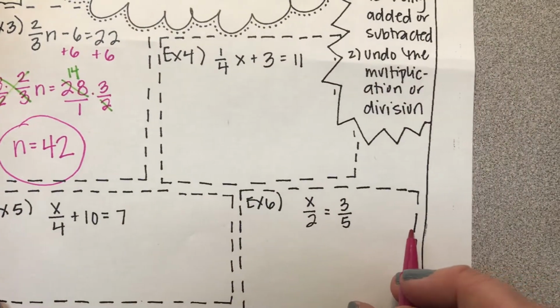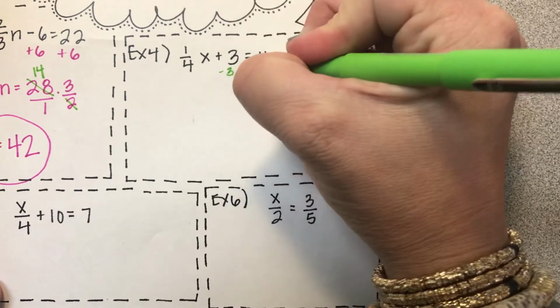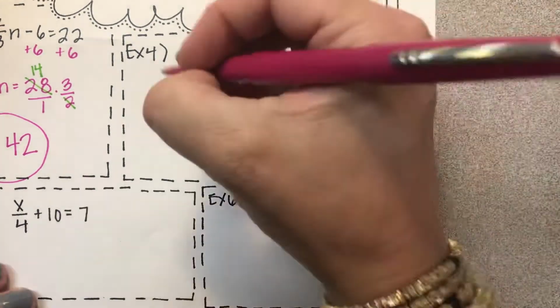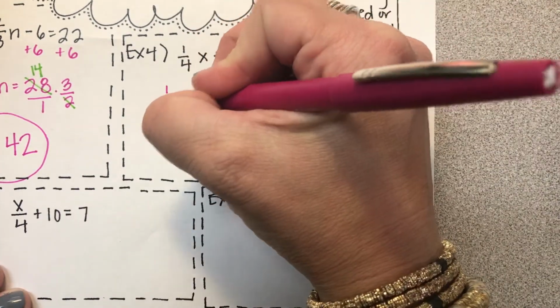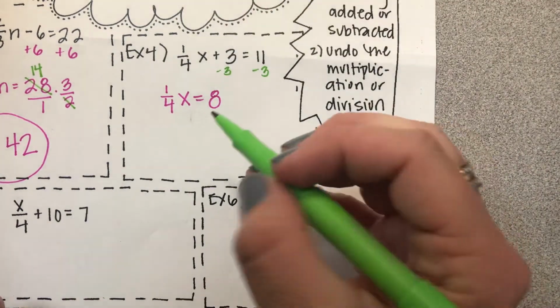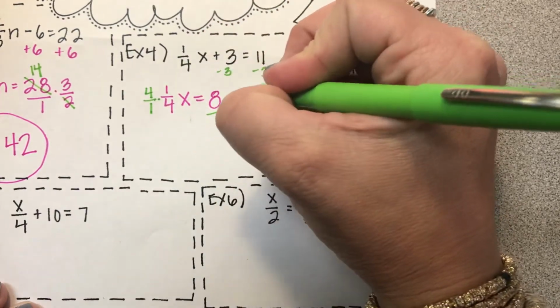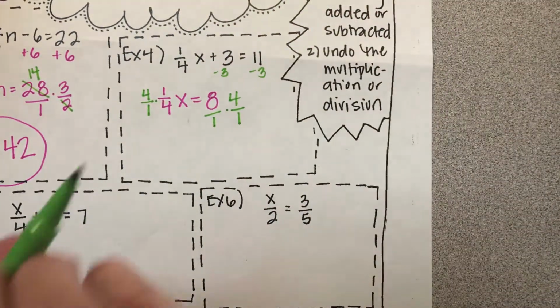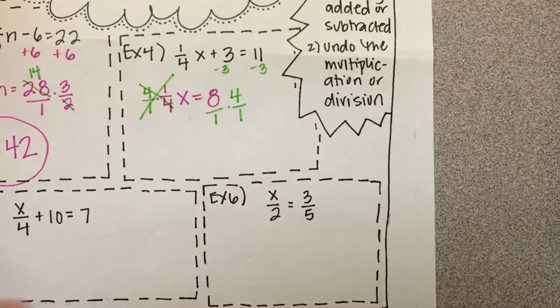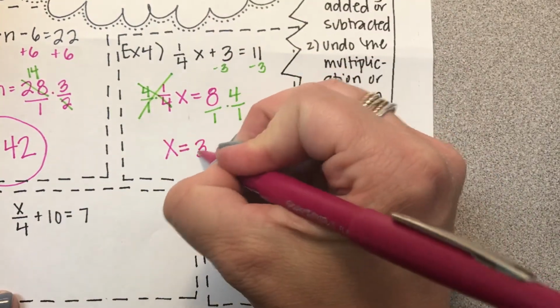Okay, let's look at number 4. I'm going to undo that adding 3 by subtracting 3 from both sides. So now I have 1/4 x equals 8. Okay, now I need to undo 1/4 by multiplying both sides by 4/1. So 4 and 4, 1 and 1 cancel, and I'm left with x equals 8 times 4 is 32.